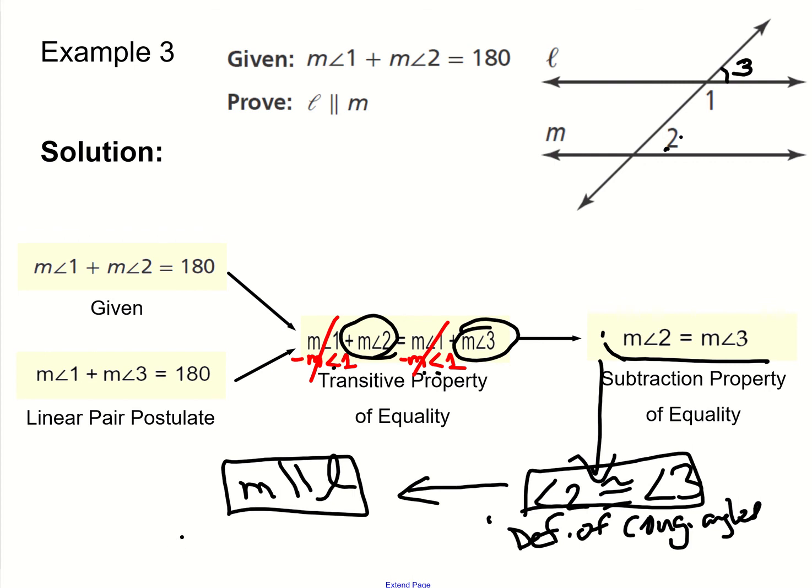Okay, so this is the converse of the corresponding angles theorem. And that concludes our proof. We proved that L is parallel to M, given that they're 180. So we finished the proof.